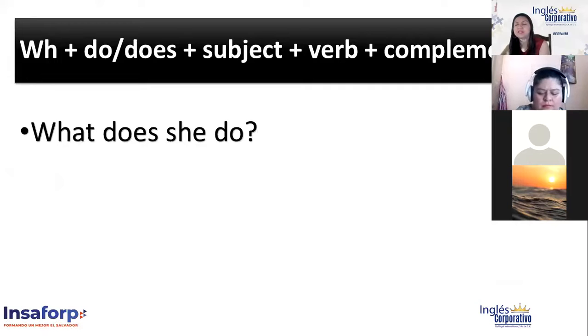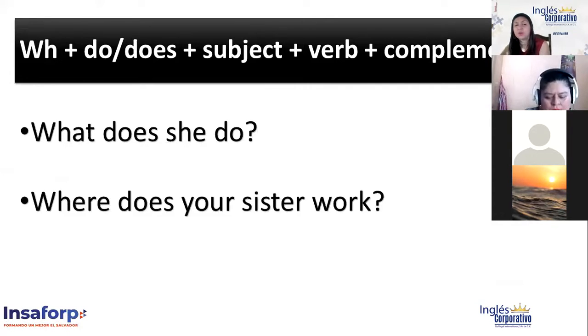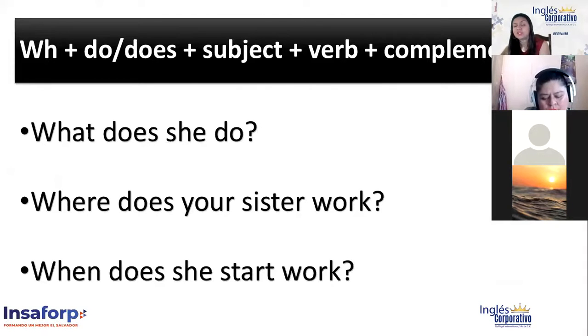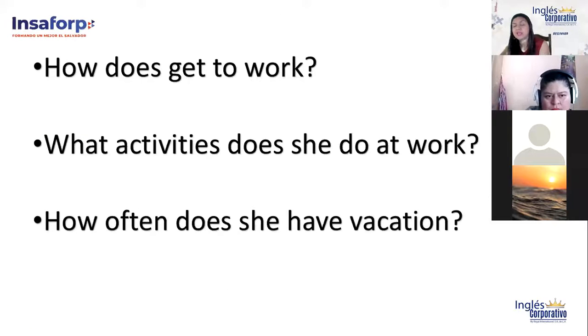I have some example questions. What does she do? Where does your sister work? When does she start work? How does he get to work? Does she drive or does she walk? Or does she take the bus, etc.? What activity does she do at work? And how often does she have a vacation?